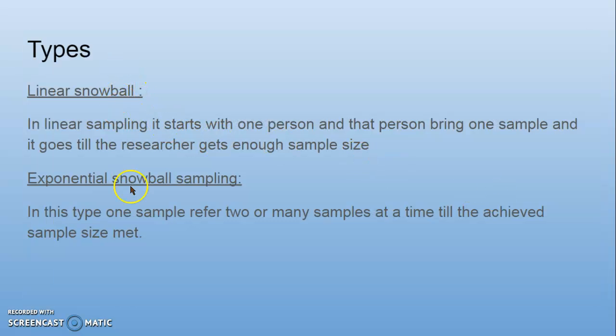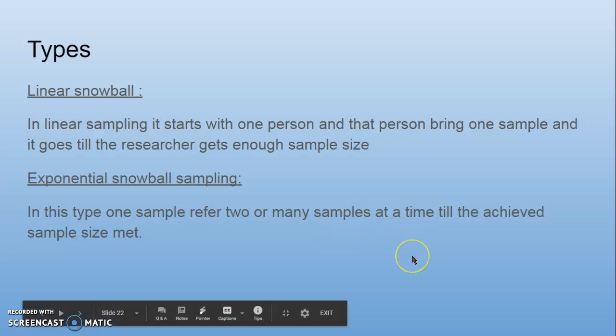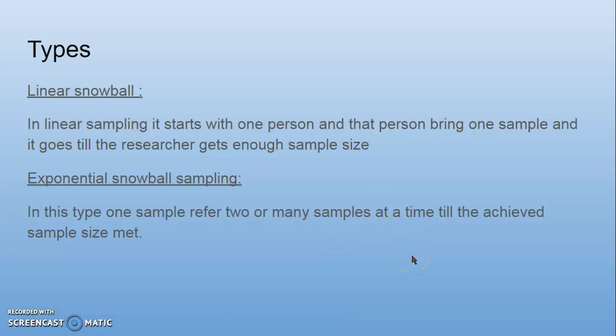There are two types of snowball sampling method: linear and exponential snowball sampling. Linear snowball sampling, what happens? One person will refer one person at a time. The other person will refer one, till they get enough sample size. In exponential snowball sampling, what happens? One sample refers two or many samples at a time till the sample size is met.